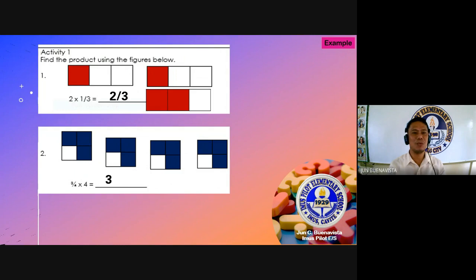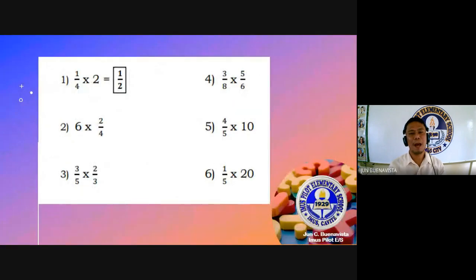So let's have another one here. We are going to multiply proper fractions mentally. So an example is given to you, class. So 1/4 times 2 equals 1/2. How is it done? How do the answers arrive at 1/2?